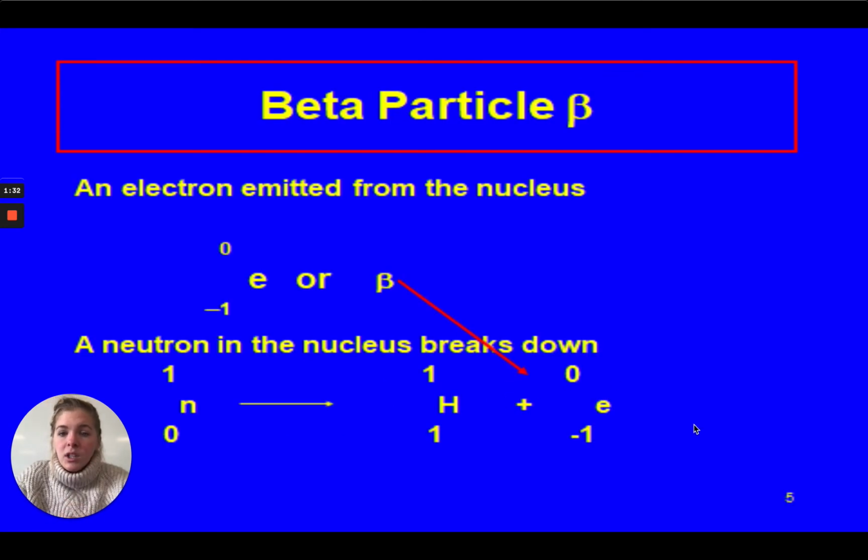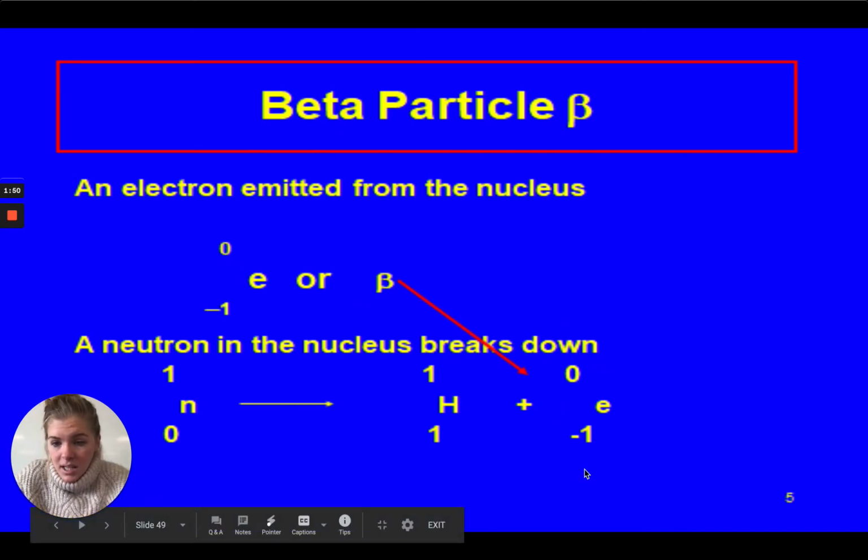A beta particle is an electron. So think of an alpha particle as a helium nucleus, a beta particle as an electron. We know that electrons don't have any significant mass, so it has a mass of 0, but we do know it has a -1 charge. So you can write a beta particle like this, e with 0 at the top and -1 at the bottom, or just a beta, which is the same as this.